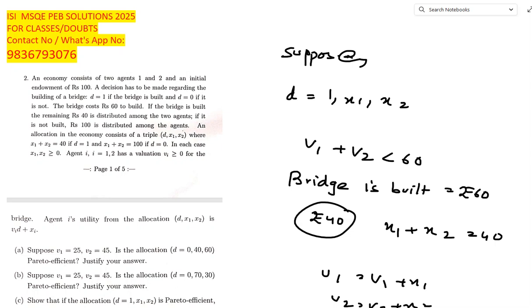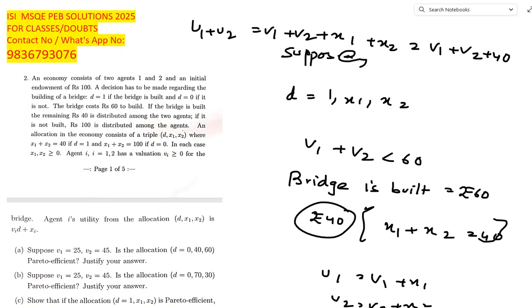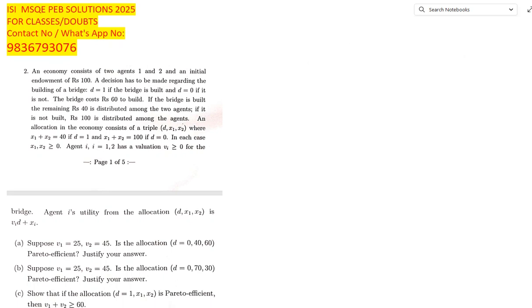Okay, so total utility is what? Total utility is u1 plus u2, that is v1 plus v2 plus x1 plus x2. So that is v1 plus v2 plus 40. From here we have written x1 plus x2 is equal to 40. So now consider the bridge not built. That means D is 0. So bridge not built means the full 100 is distributed.